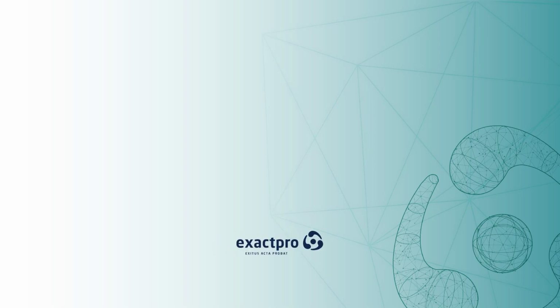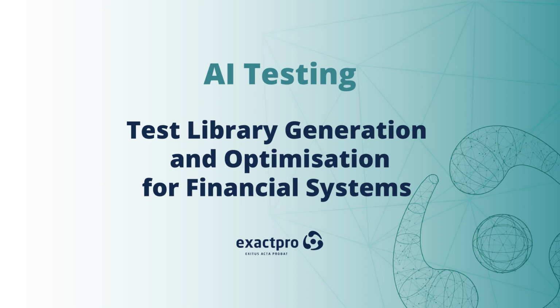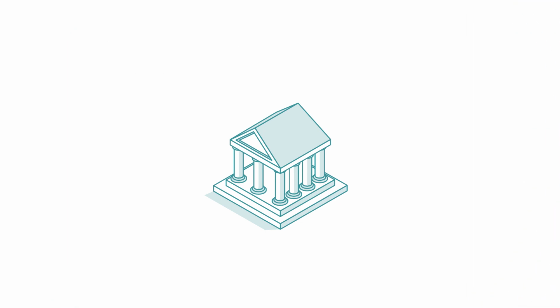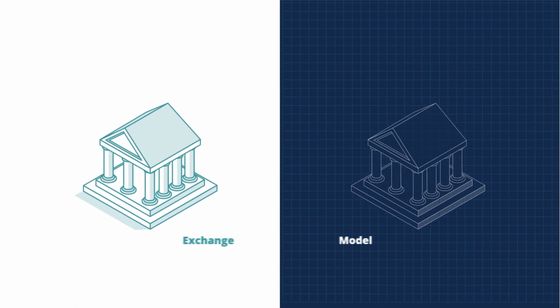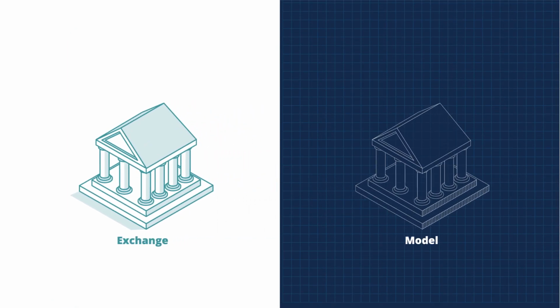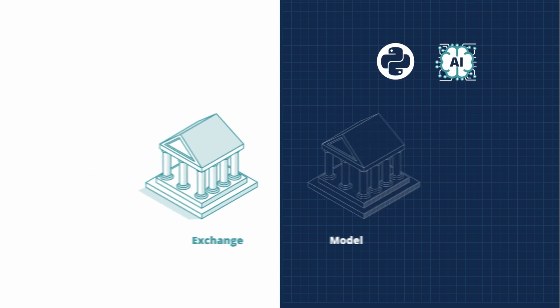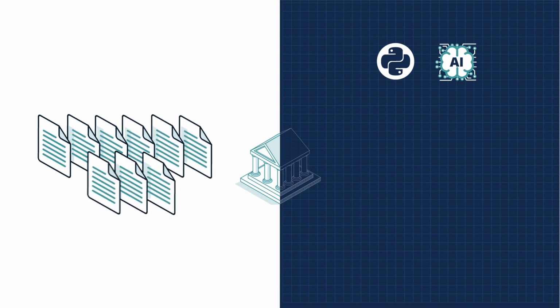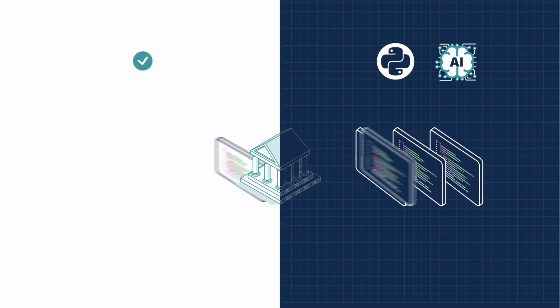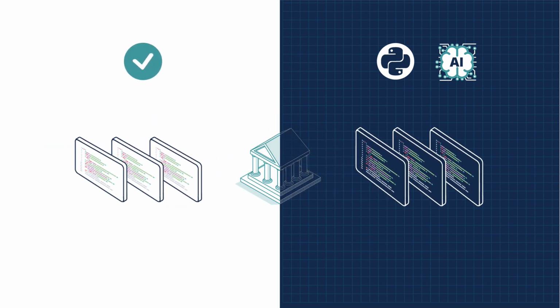In this demo, we look into the workflow and benefits of using AI-enabled development and optimization of the test library for assessing the quality of financial transaction processing systems. Our method relies on the model-based testing approach and is facilitated by the use of Exactpro's proprietary AI algorithms. The approach can be used to optimize an existing test library or build a new test library with the optimization logic embedded into it from the start.